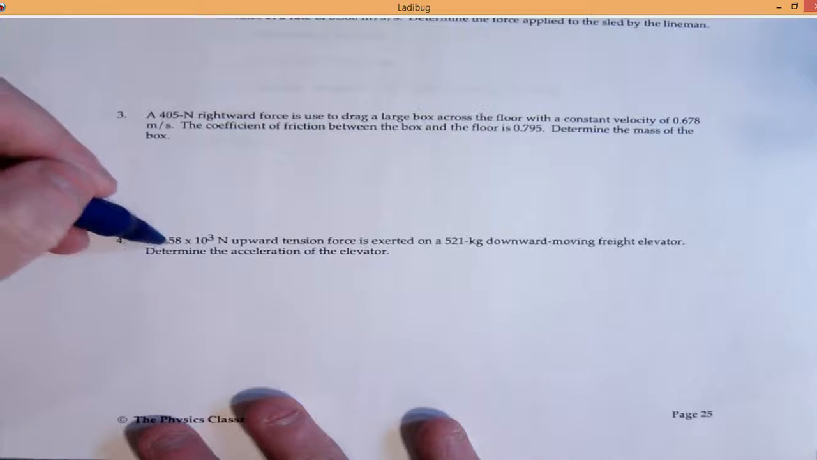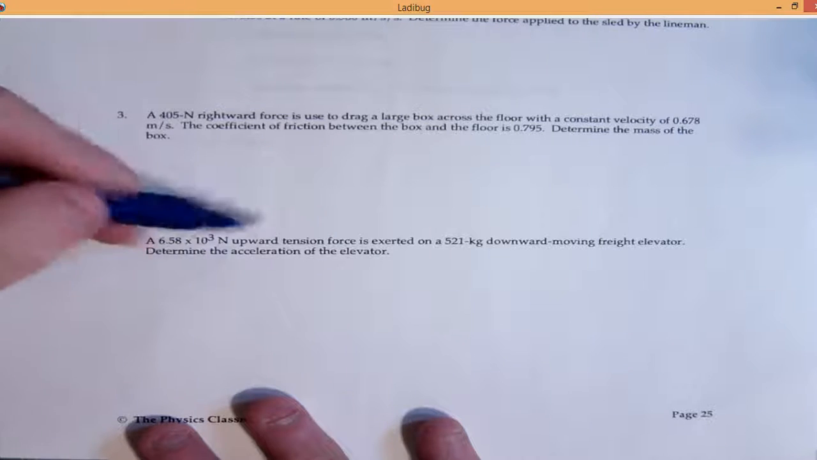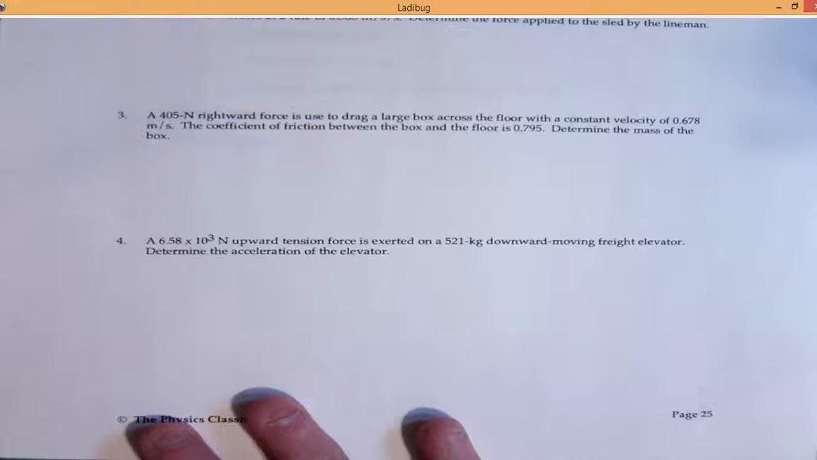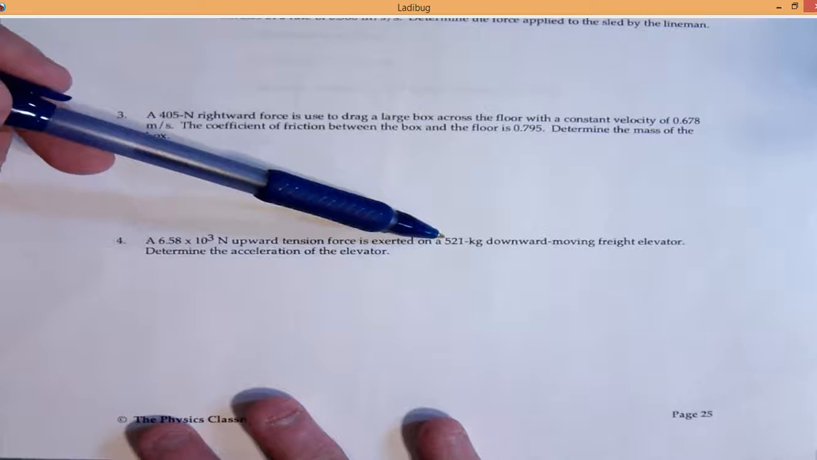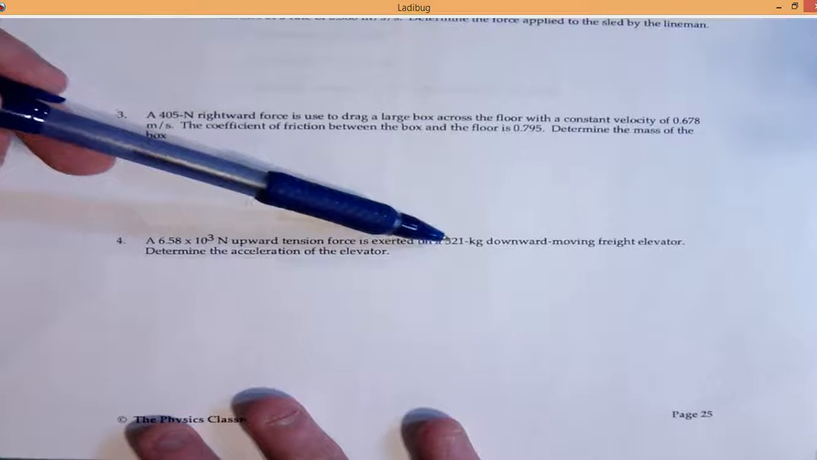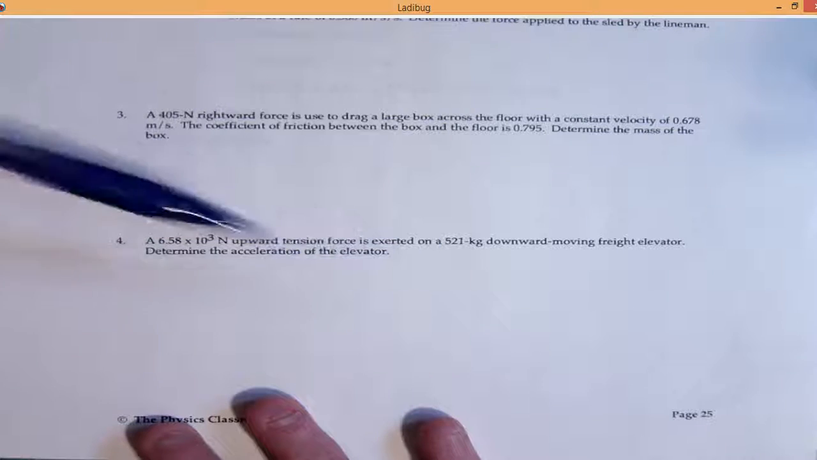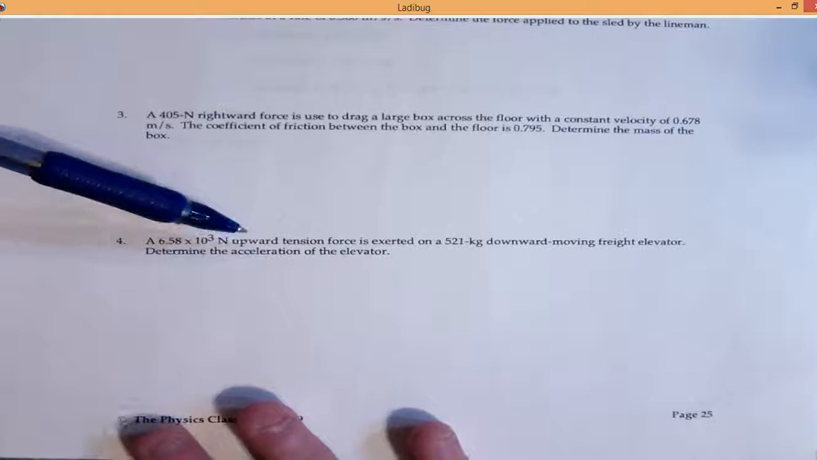A 6.58 times 10 to the third Newton upward tension force is exerted on a 521 kilogram downward moving freight elevator. Determine the acceleration of the elevator.